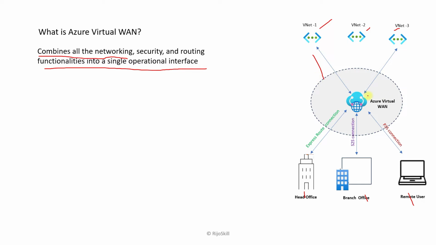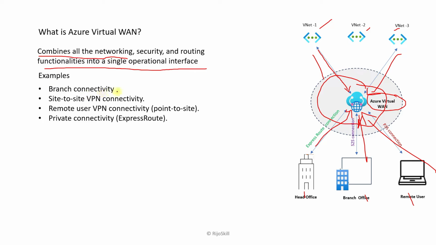Here you can see your Azure Virtual WAN implemented. Once you implement it, all your connections come into one single space. You can see all the connections, site-to-site, point-to-site and every other connection, coming into one single hub, a single operational interface. Here you can see example branch connectivity, site-to-site connectivity, remote user connectivity and private connectivity. So simply, you understand the concept: all your connections come into one single operations interface, so you can easily manage and automate it.